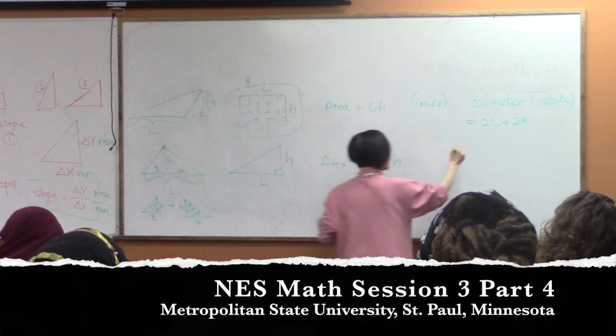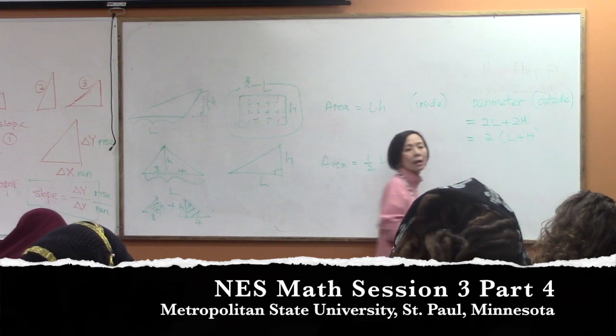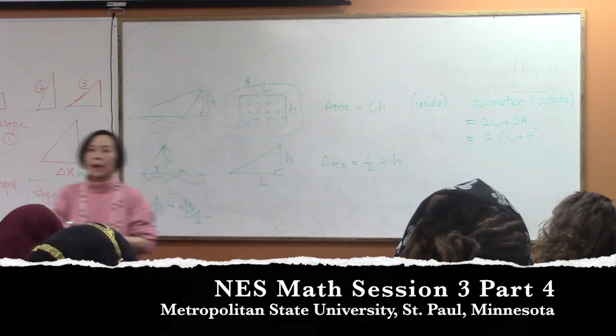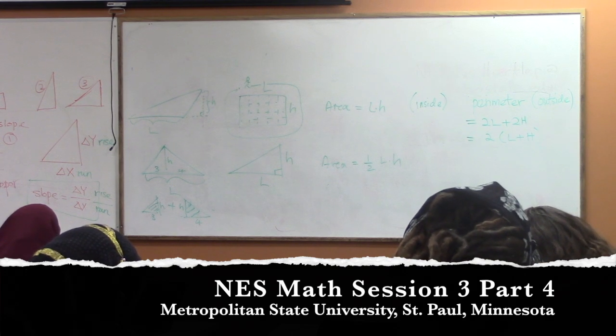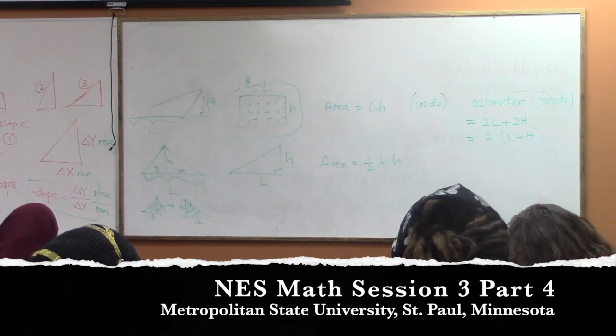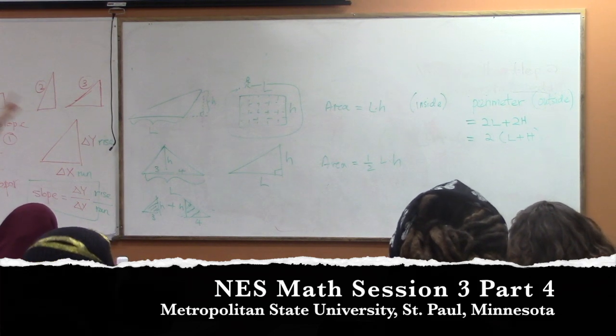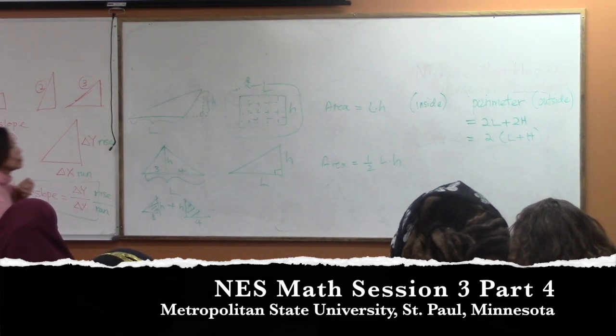Or you could also think of it as 2 times (L plus H). Either way, it doesn't matter. However you think about it, doesn't matter. For a rectangle, it's easy because it's always repeated. Rectangle means the two sides are the same length, so you can add them up. So think about walking around, and then you count out all the squares.